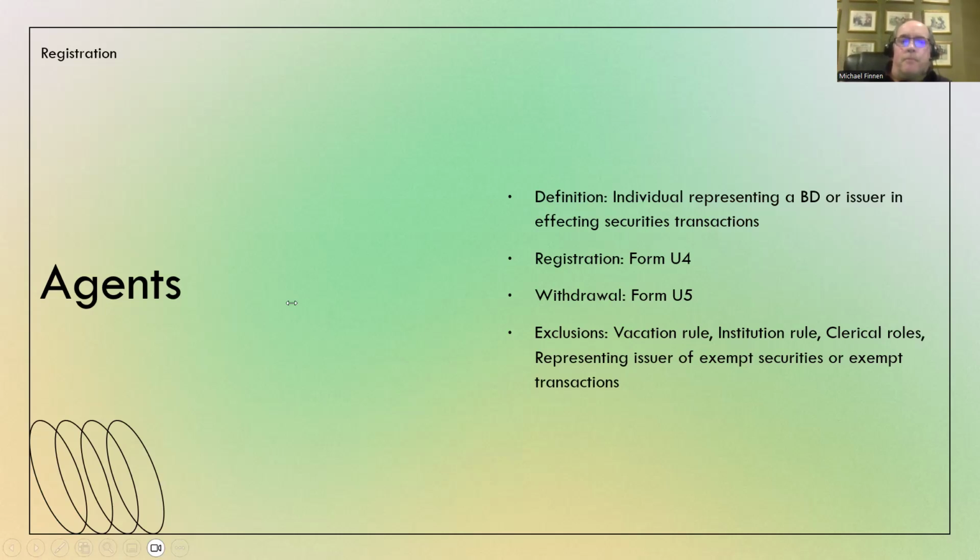Next of the four compartmentalized, broker dealer, agent, IA, IAR, we have agents. What are agents? Agents are natural persons who represent a BD or an issuer in effecting transactions. So what does that mean? If you are an agent and you work for a broker dealer, that's an agent for the BD. You represent the BD in effecting securities transactions, either through principal. Remember, we did broker dealer through broker or dealer transactions. Broker being agency, dealer being principal. Individual representing a broker dealer through those transactions, or the other one is agent for an issuer. What's an agent for an issuer?